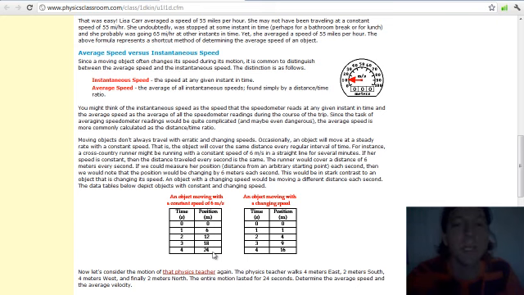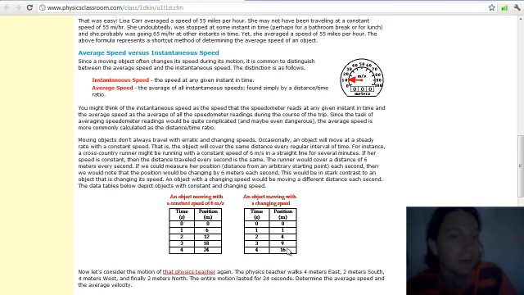Okay, and the other one is an object with changing speed. So in the first second it goes 1, in the second it goes 3, in the third it goes 5 extra, and then 7 extra. So it's actually increasing its speed, it's accelerating.